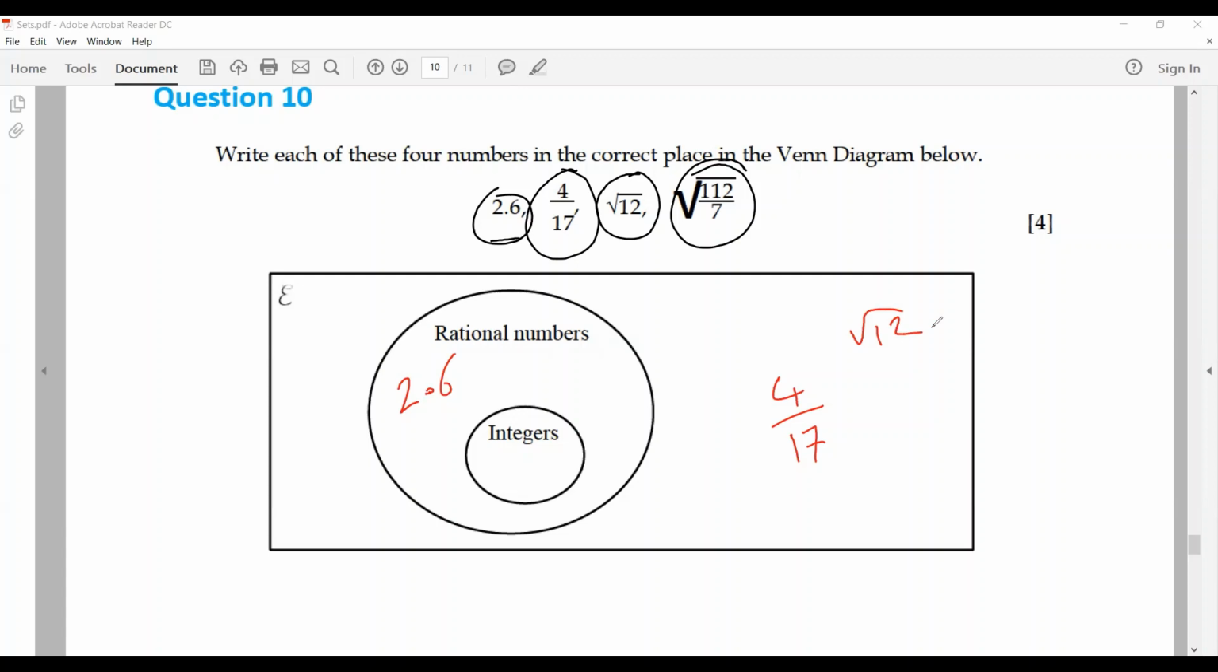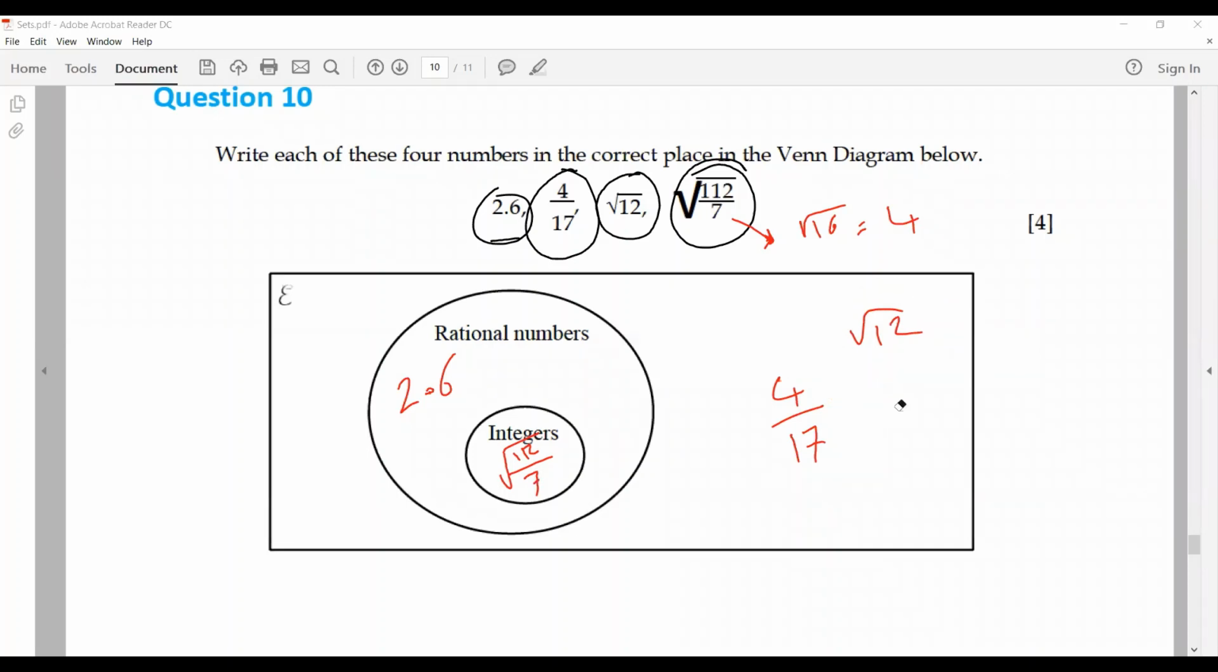Okay. Now 112 divided by 7, that is 16. Oh, that's an integer. I miscalculated. The square root of 16 is 4. So we have an integer inside. Yes, we have 4, 2.6, and these two fall outside. So I shouldn't write 4 here. I should write square root of 112. Make sure the square root covers the whole fraction. And that's it. That's the answer to this.